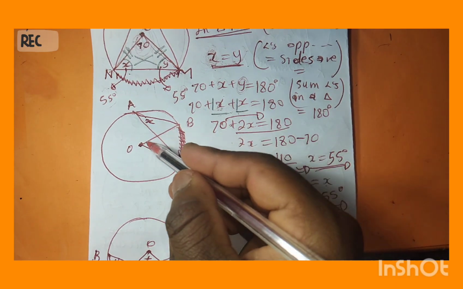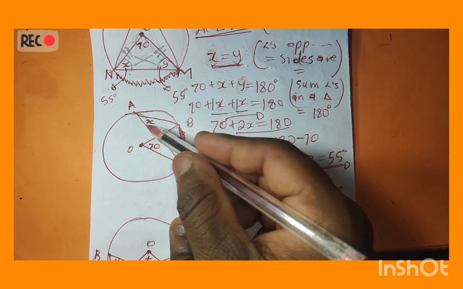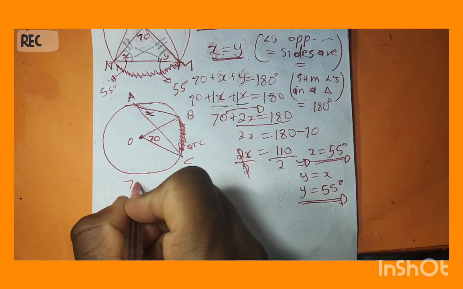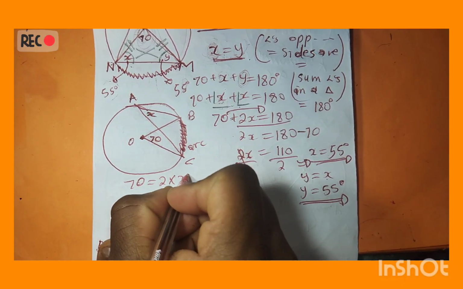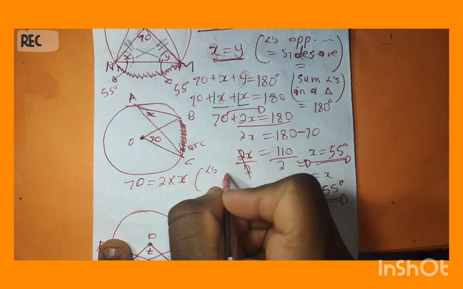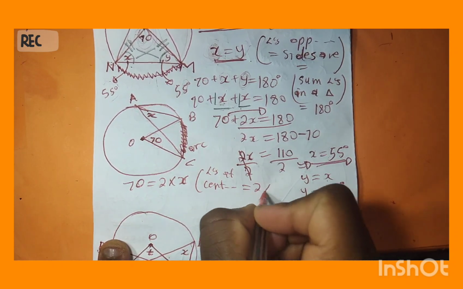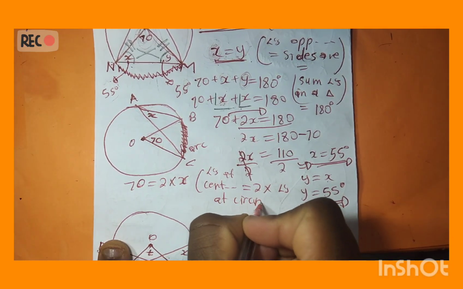That arc, guys, it forms the angle at the center, which is equal to 2 times the one that it formed at the circumference. Meaning that the angle at the center is 2 times the angle at the circumference. Angle at center is equal to 2 times angle at circumference.